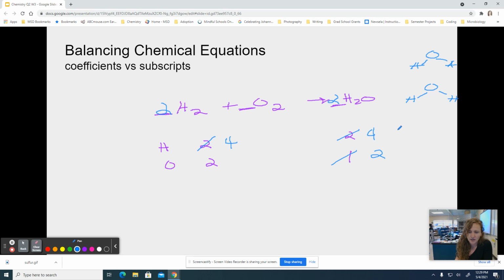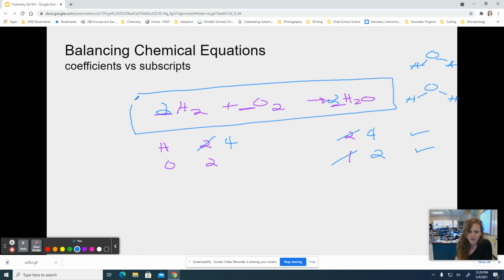Now I have 4 here. Hydrogens are balanced. Oxygens are balanced. I am done. This is my balanced equation. And if we go back to the molecular view, I have now 2 molecules of hydrogen. I have 1 molecule of oxygen. And I have 2 molecules of water.